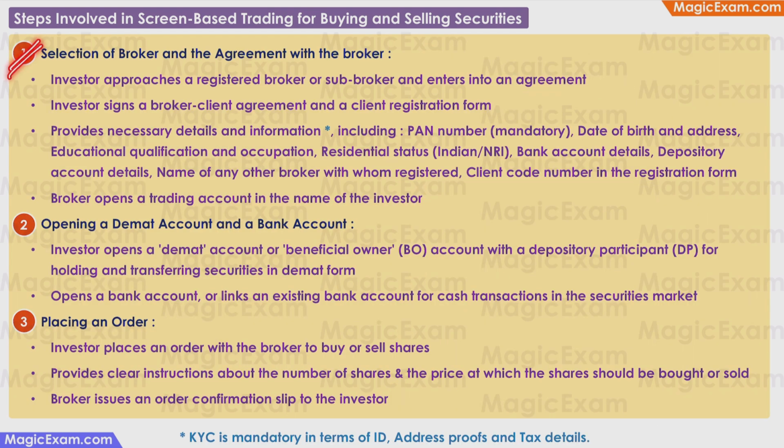The first step is the selection of the broker and the agreement with the broker. The investor approaches a registered broker such as ICICI Direct or a sub-broker and enters into an agreement. This agreement is a broker-client agreement, and a client registration form also needs to be filled at this time.